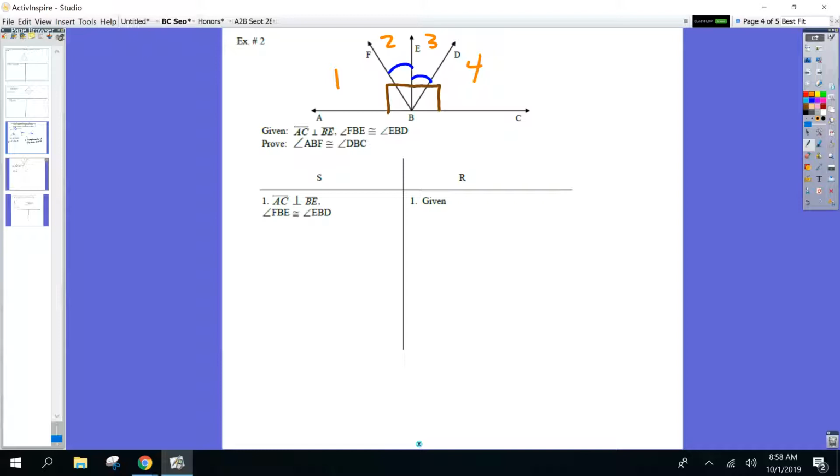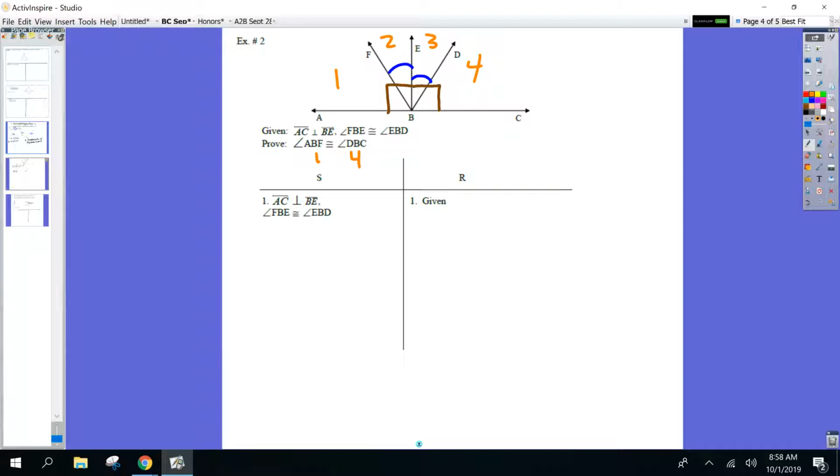What do you know about angles 1 and 2? Complementary, perfect. What do you know about 3 and 4? Complementary, and I need to get 1 and 4 congruent. So here's my question, 1 and 4. You said they were complementary to 2 and 3. Are they complementary to the same angle? No, they are complementary to congruent angles. Perfect. Complementary to congruent angles. Everyone see that? Okay.